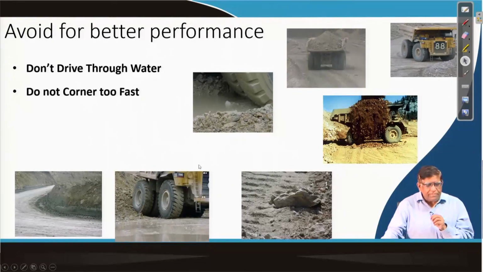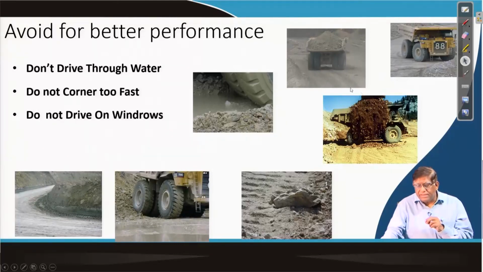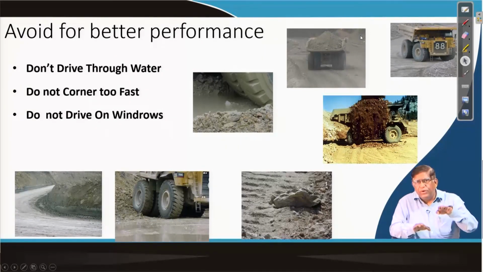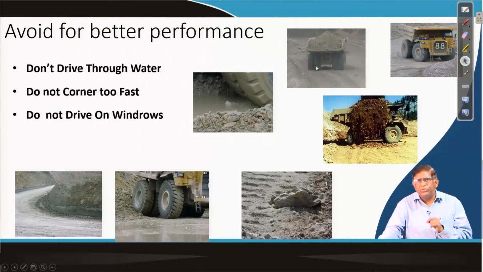Then you should not corner too fast. If you are going around a corner fast, this whole side of your tire will get damaged. Similarly, do not ride over windrows. Say, for example, some spillage was there and a windrow is formed on the road. When the truck goes over that windrow, it will be riding on a rock, and you will see an unbalanced load on different tires, and this will lead to more tire wear.